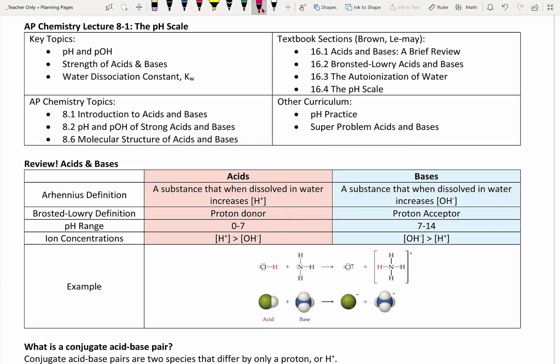We're going to be talking about pH and pOH, the strengths of acids and bases, and a little bit about the water dissociation constant, which is Kw. You can find more information in Chapter 16 of your Brown LeMay textbook, and this is AP Chemistry Topics 8.1, 8.2, and 8.6. We'll also be doing some practice on this in class.